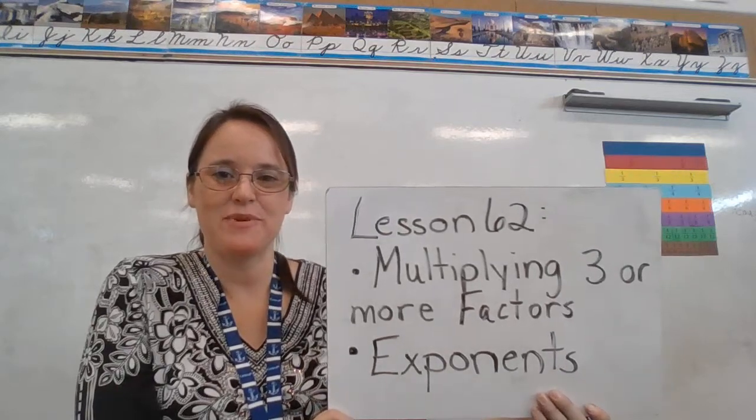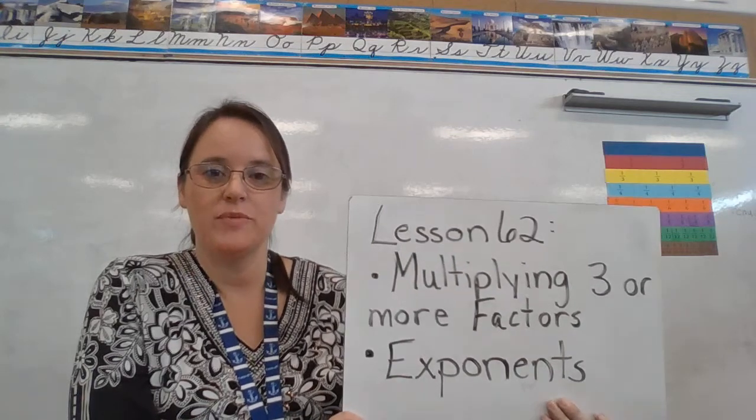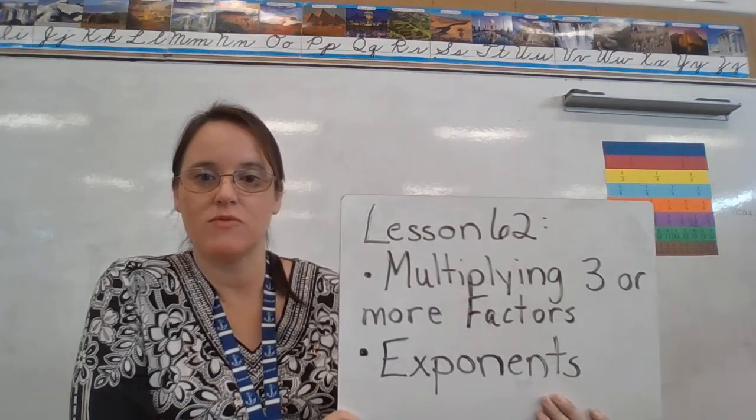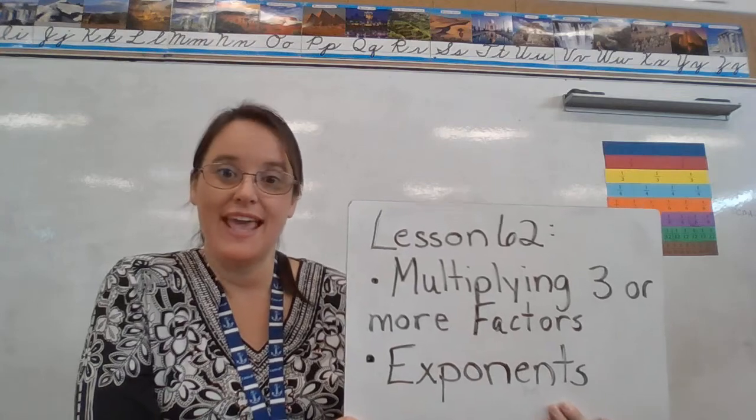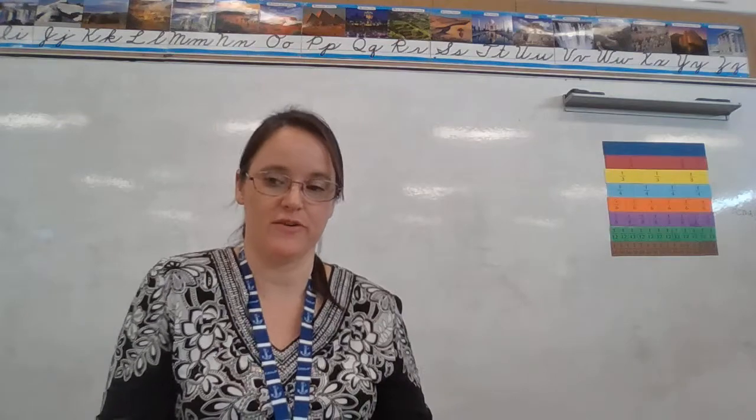Hi class, today we are on Saxon Book 4, Lesson 62, and we are going to talk about multiplying 3 or more factors and exponents, and you'll see how those are related to each other.